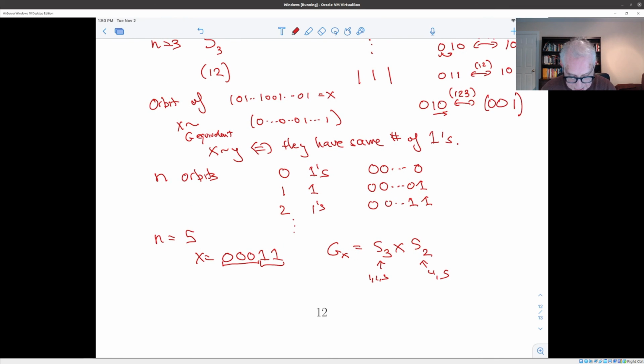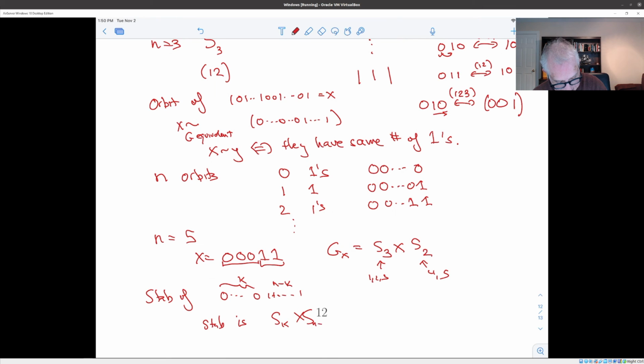In general, it's going to be a product. If you have k zeros and n minus k ones, the stabilizer is Sk cross S(n minus k), where Sk permutes these and S(n minus k) permutes those. Interestingly, if you want to know the size of the orbit, how many elements, for example, are in this orbit? Well, that's the question: how many ways can you put 2 ones in n things? And those are the binomial coefficients.